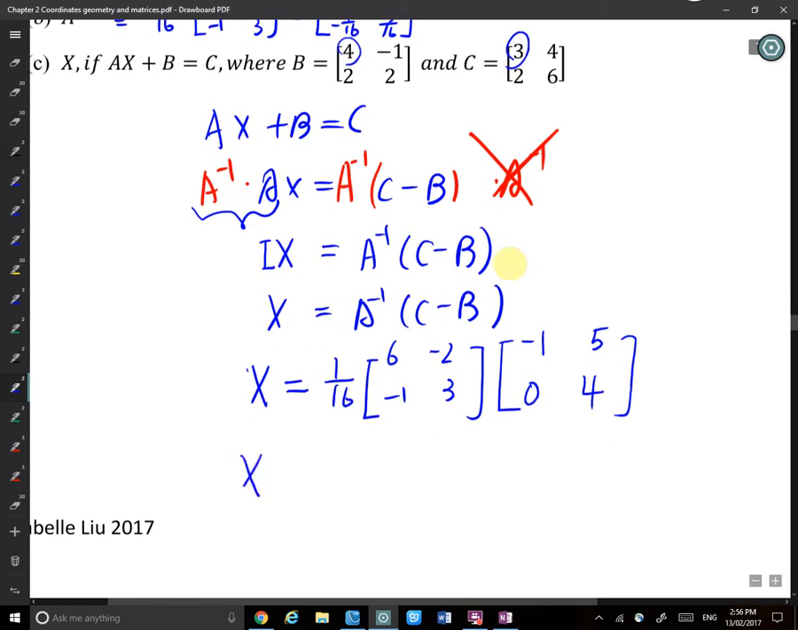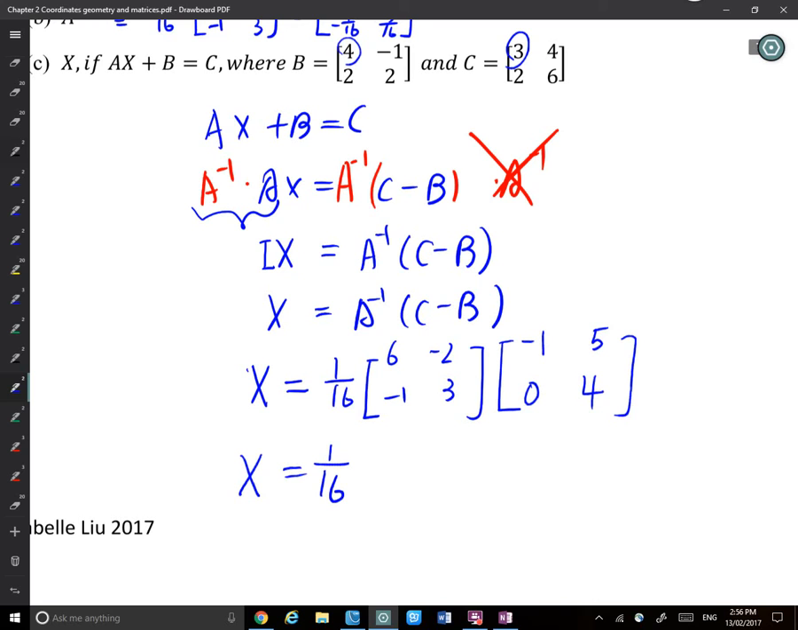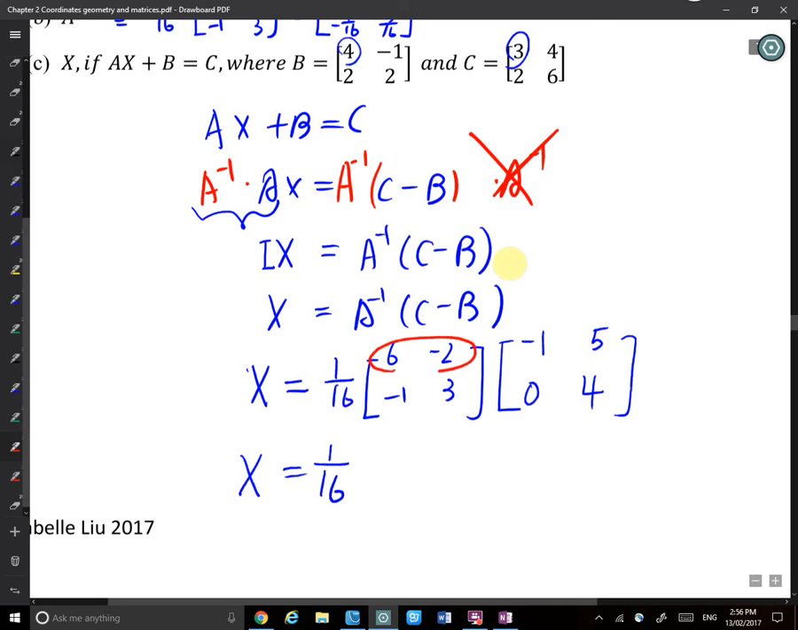And X equals 1 on 16. I just put the 16 outside, because I don't want to carry the 1 on 16 to calculate all the time. And you have two matrices times together. It's the row times the column. So that gives you row 1, column 1, row 2, column 2.